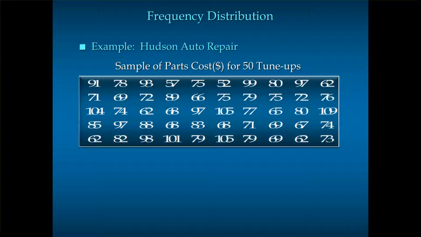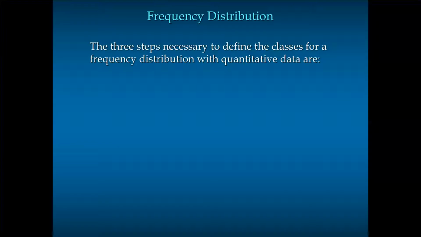So we've already seen this data set before in our first chapter, so you should be familiar with those data. The data set is called raw data. The three steps necessary to define the classes for the frequency distribution with quantitative data are as follows. Remember, we also use frequency distribution to describe categorical data. Unfortunately, in the case of quantitative data, we need to define the categories or classes first. So that will be related to how we should define the classes.